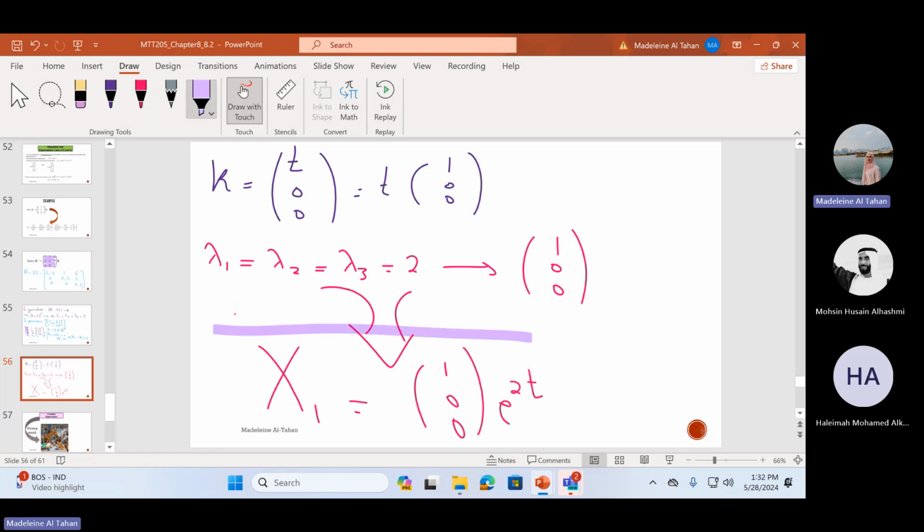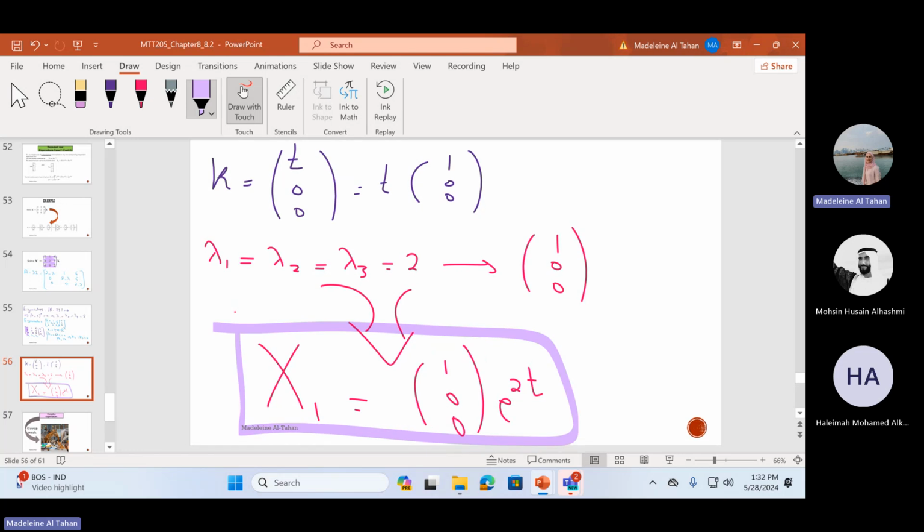So what do we need to find now? X2 and X3. Can we use eigenvectors for X2 and X3? We cannot. They would be the same answer, which is meaningless because they should be what? Independent. So we got the first solution, and still we need to work out the 2 other solutions.